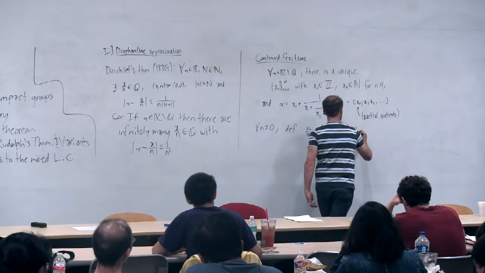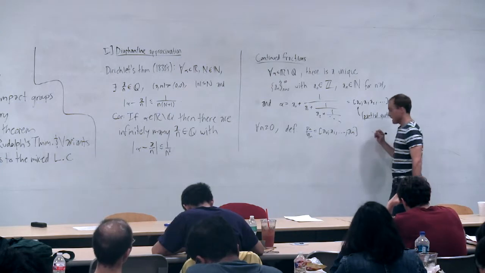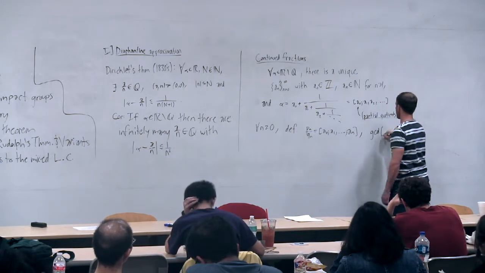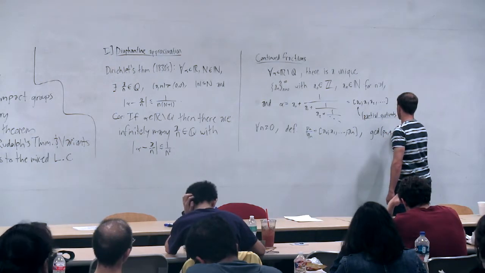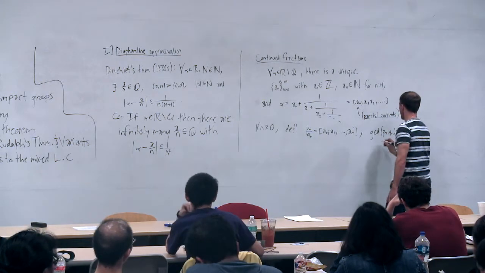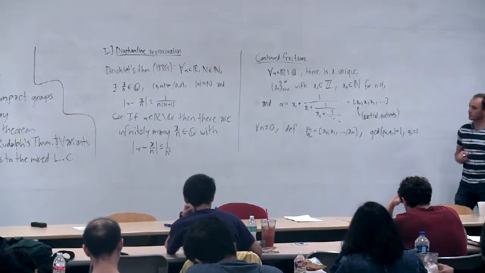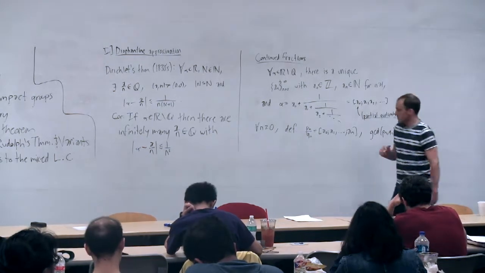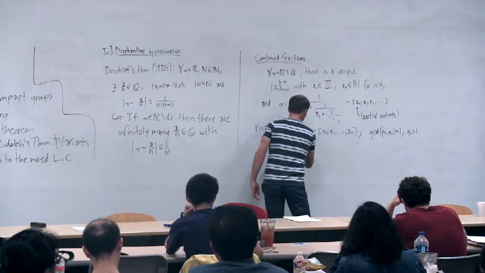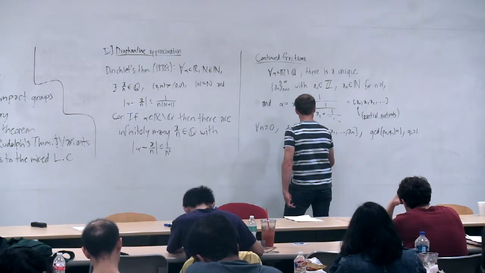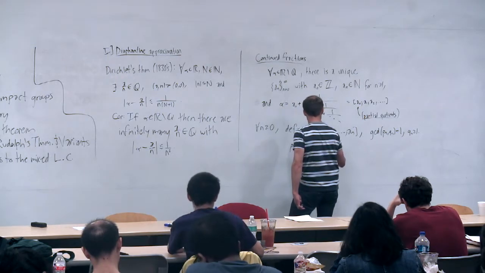Okay, that's going to be a rational number. I'm going to assume that I've chosen P_n and Q_n so that their GCD is 1. And I'm also going to assume that Q_n is positive. Okay? These numbers, by the way, are called the principal convergents in the continued fraction expansion for alpha.